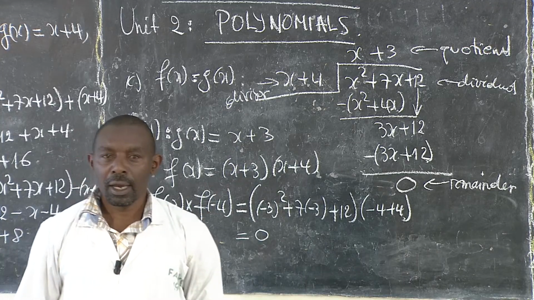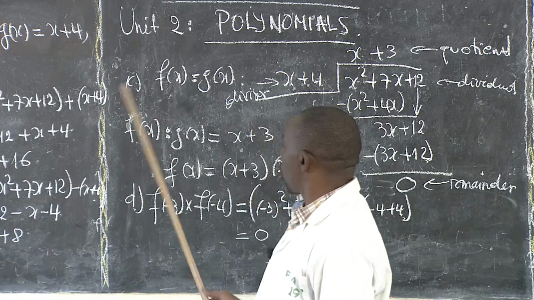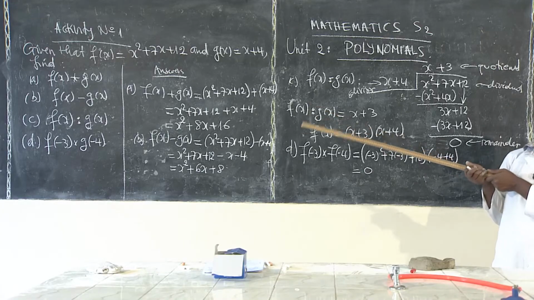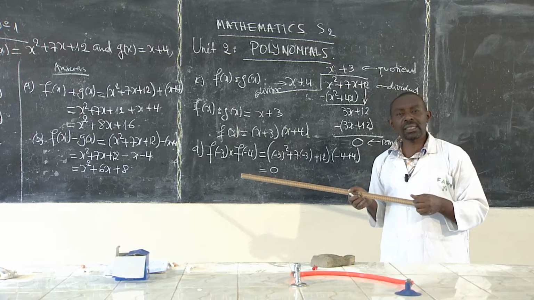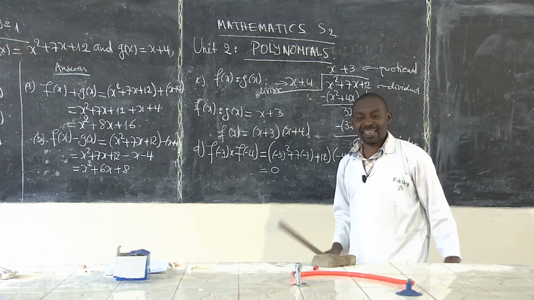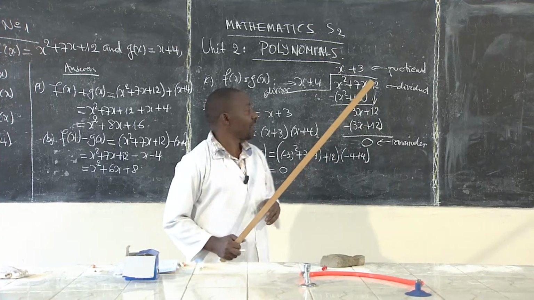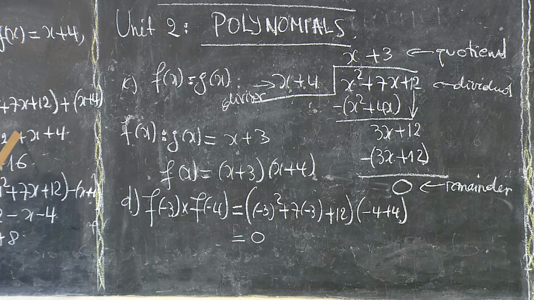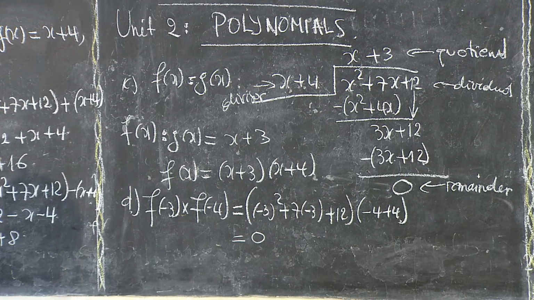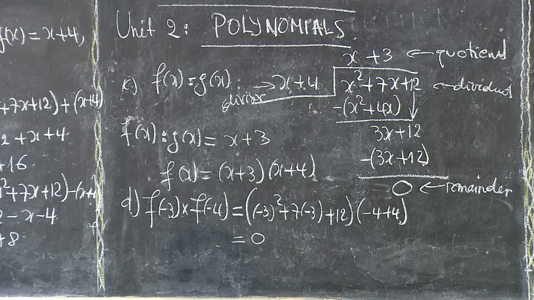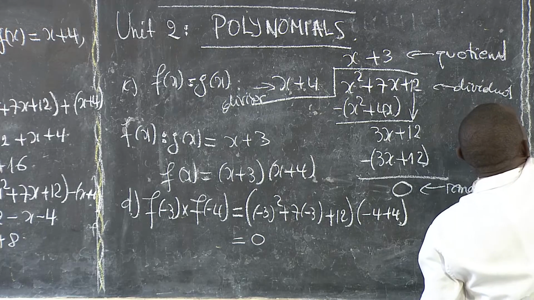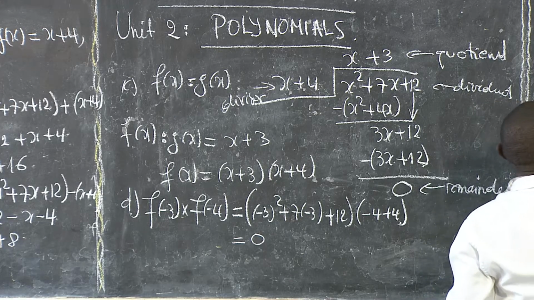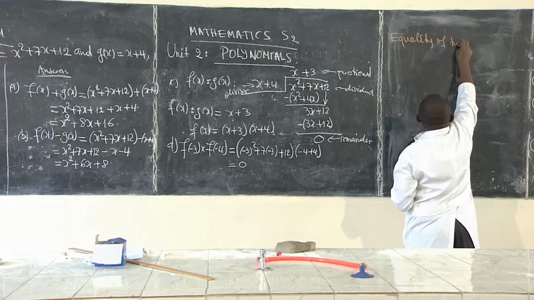We are done. Compare the answers we have here on the chalkboard with those you have got. Are they the same? Are they similar? Yes? Thank you very much. That's very, very good. Now, we are going to continue with these polynomials, but now, equality of two polynomials. That is our purpose today. Equality of two polynomials.